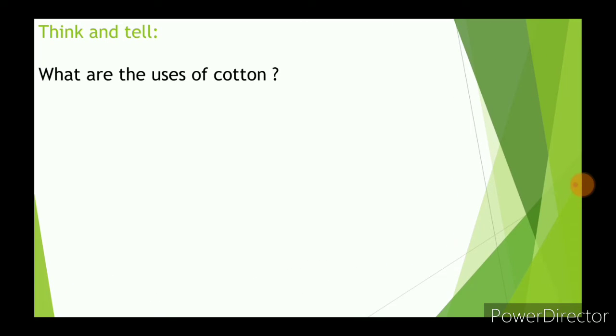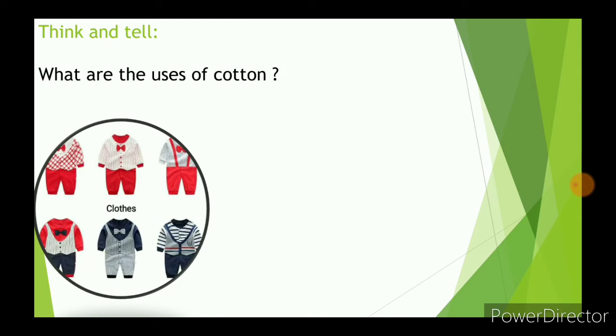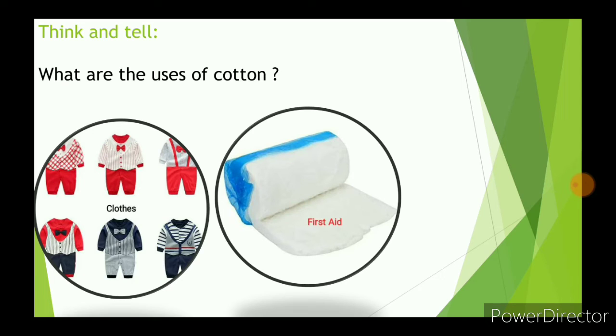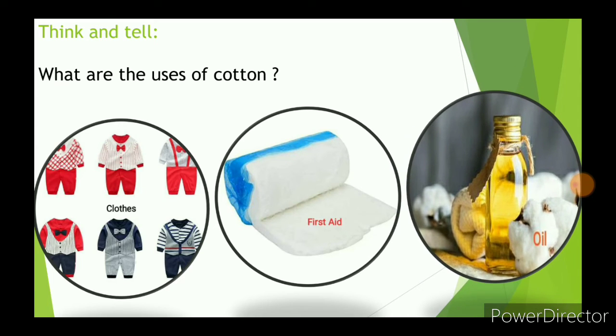Think and tell. What are the uses of cotton? Cotton is used for making clothes. Cotton is used in first aid. Whenever there is a wound or an injury, or if there is a cut or bleeding takes place, at that time for first aid we use cotton. Cotton is used in the form of oil. Cotton seeds give out oil which is used in medicines.